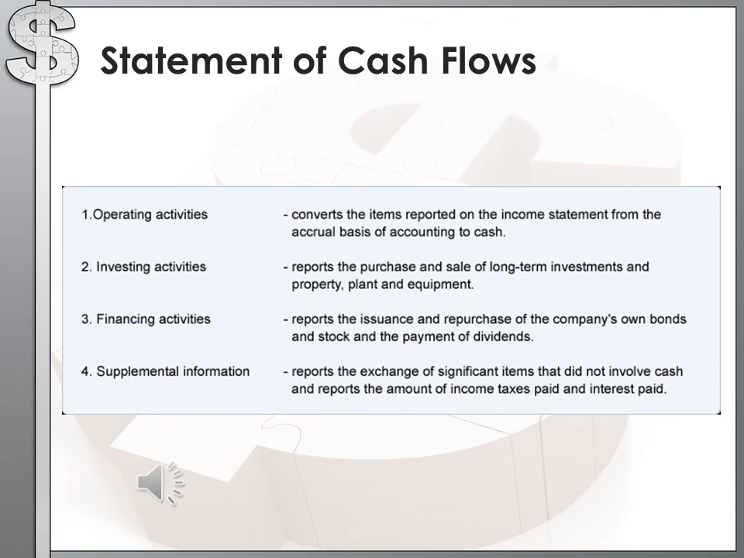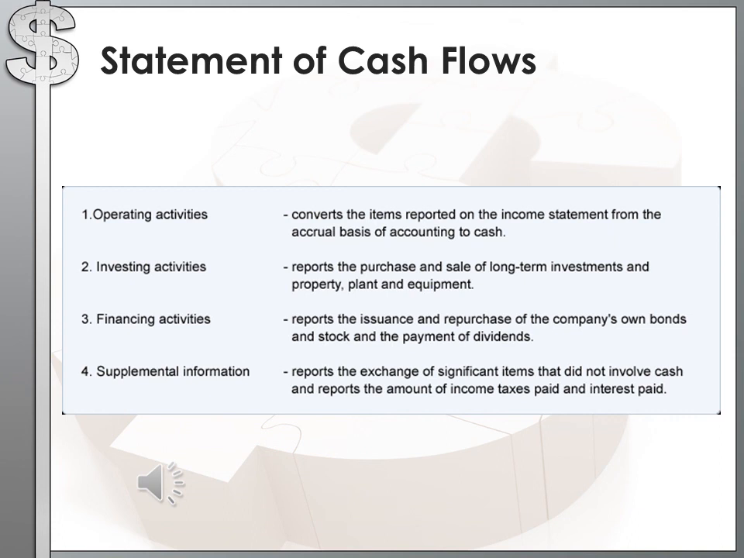The statement of cash flows is one of the main financial statements. The cash flow statement reports the cash generated and used during the time interval specified in its heading. The cash flow statement organizes and reports the cash generated and used in the following categories: operating activities, investing activities, financing activities, and supplemental information. So what can the statement of cash flows really tell us?